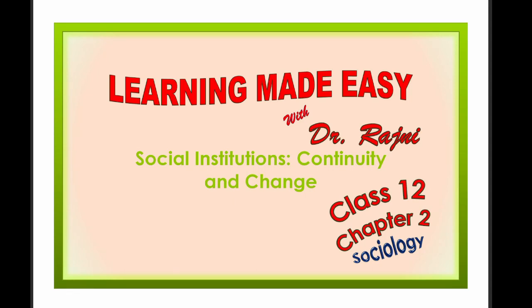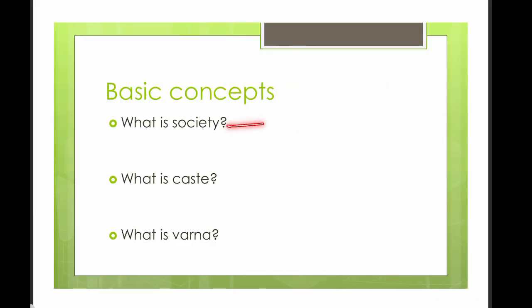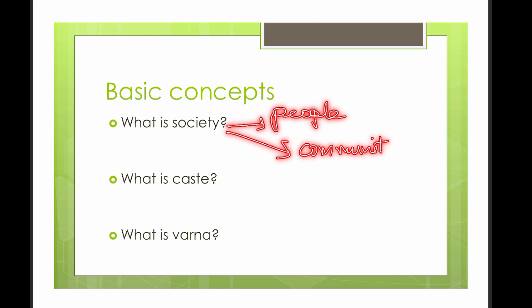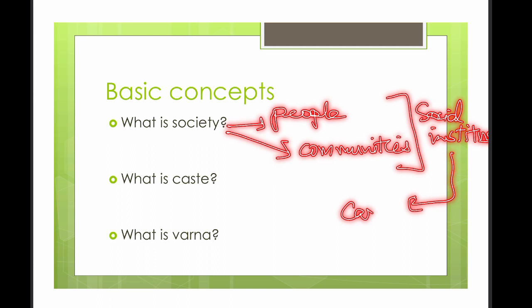Let's start off with the second chapter, Social Institutions, Continuity and Change. Society consists of people who belong to different classes and different communities, and their relationship is sustained and regulated by social institutions. One of the social institutions that we're going to study is the caste and the caste system.